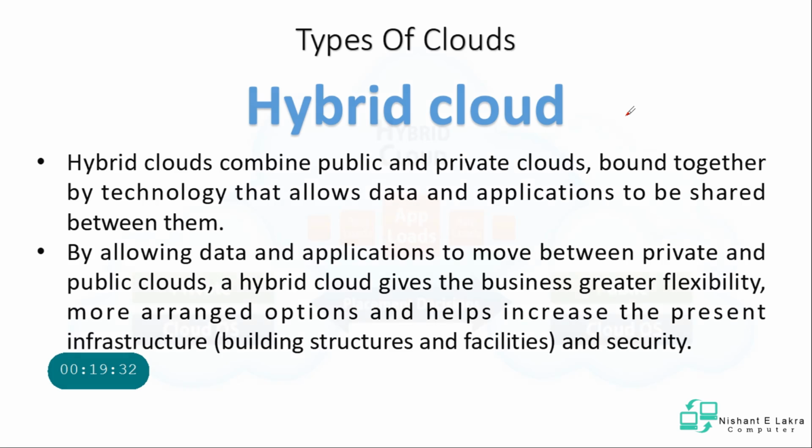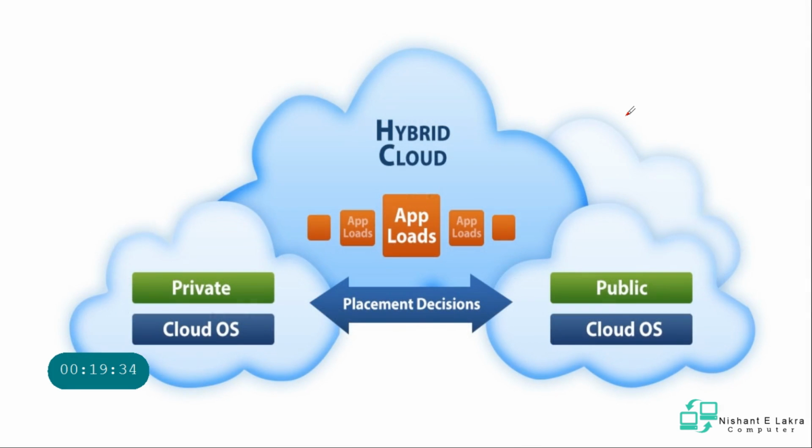Now a hybrid cloud would look something like this, a combination of private cloud and public cloud, right? So the apps are shared between these two, different software is shared between these two operating systems, private cloud OS and public cloud OS. When we combine them, then a hybrid cloud is formed.